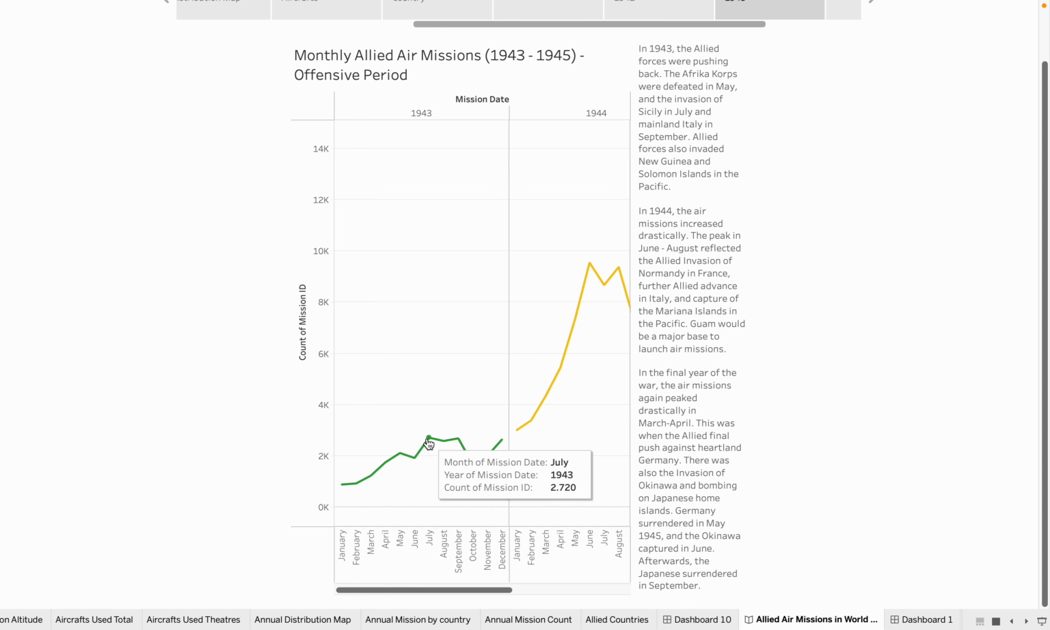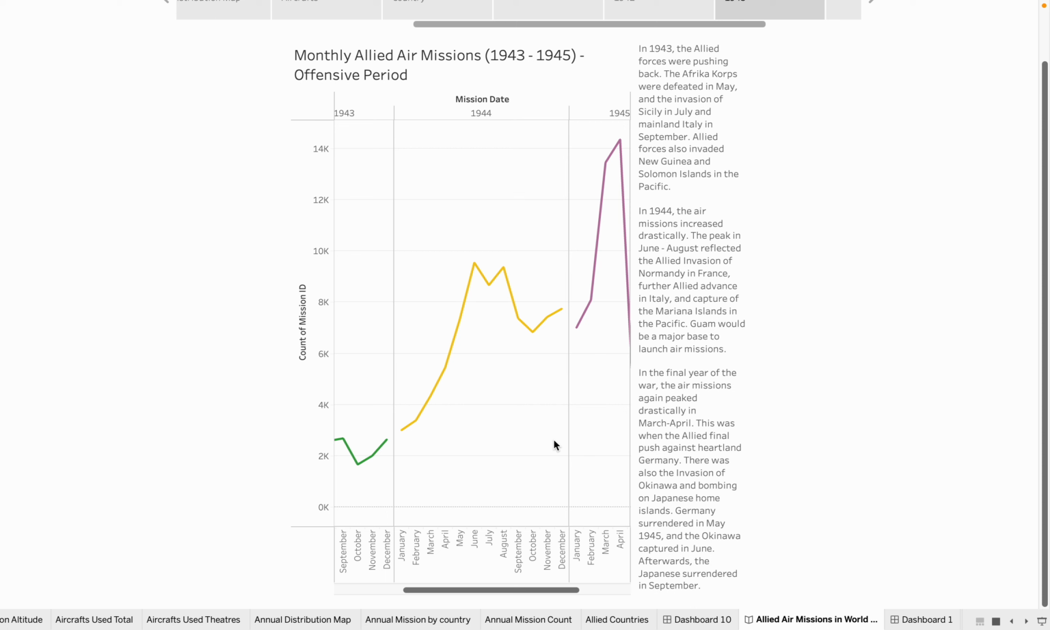And in 1943 as well, the Afrika Korps was defeated in May. The German and Italian forces surrendered in North Africa, and as a result, that paved the way for the Allies to go into Italy and to liberate the Mediterranean countries, Italy and Sicily. From July to September of 1943 was Operation Husky, the operation to invade Sicily, and that was why we see an uptick in the number of air missions to support that operation. They were also trying to fight back in the Pacific, and the U.S. forces were trying to invade New Guinea and the Solomon Islands in these months, all the way until December.